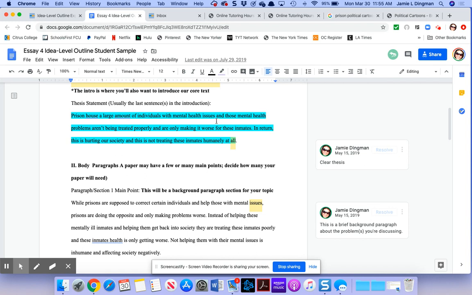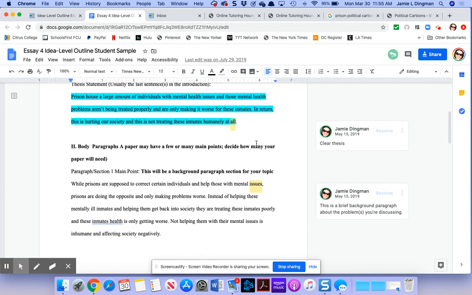Okay, so they're looking at how the mental health isn't being treated properly, which makes it worse. So I guess the mental health is worsening for the inmates. It's not entirely clear if it's only their mental health that's becoming worse, or if it's like the whole experience of being in prison is worsened because they're mentally ill. So that might be a point to clarify, and then maybe get a little bit more specific here in the next version of the thesis.